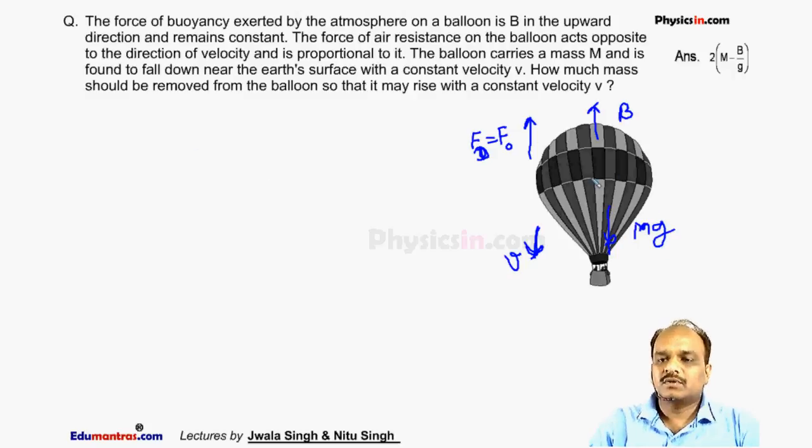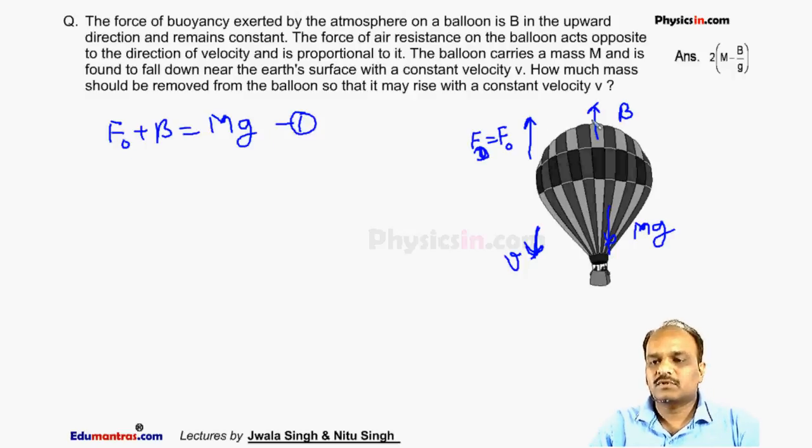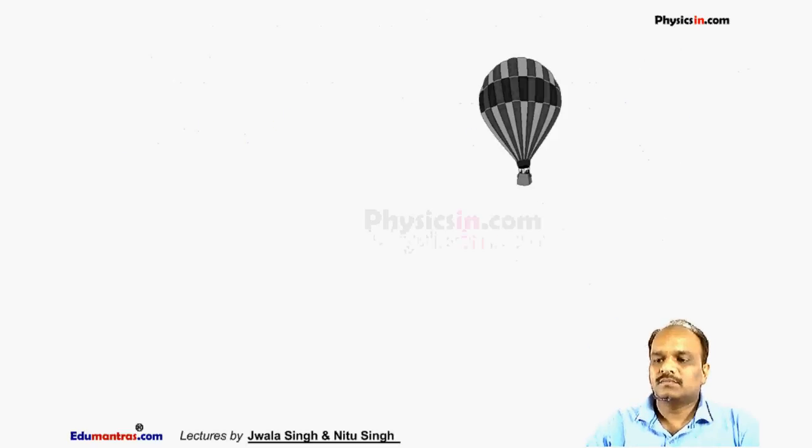Since it is going downward with constant speed, in that situation the drag force Fd plus the buoyant force must be equal to m into g. This is our first relation, because the speed is constant, so the net force is balanced. The question is: how much mass should be removed from the balloon so that it may rise with constant velocity v? Now suppose from the same balloon, a mass small m is dropped. So the total mass of the remaining balloon is M minus m, and the buoyant force is acting upward.